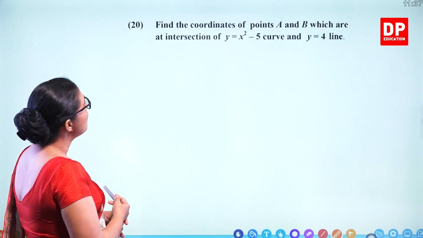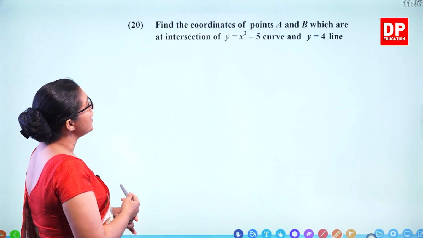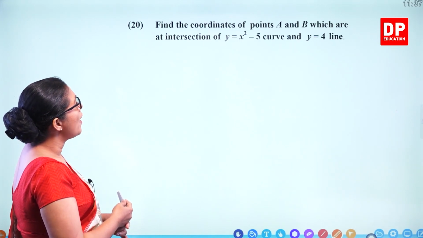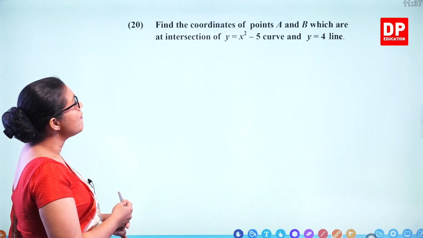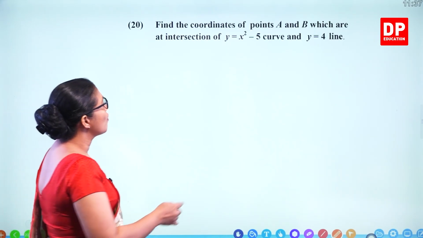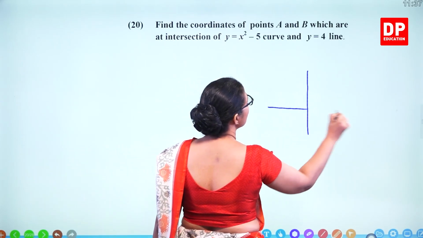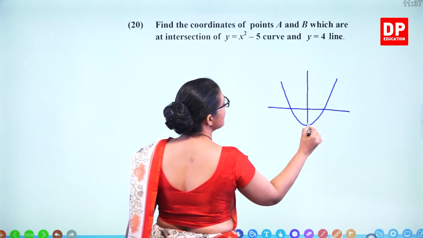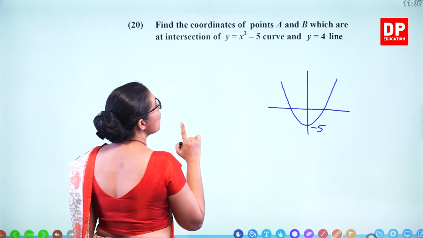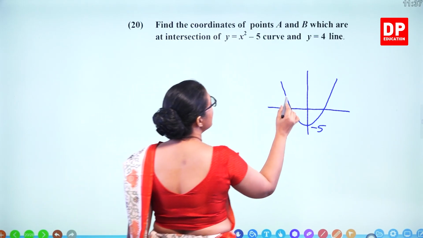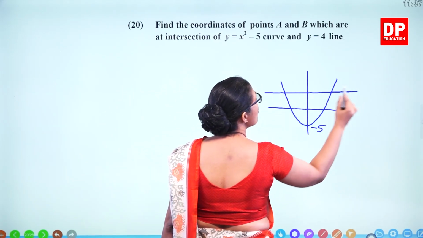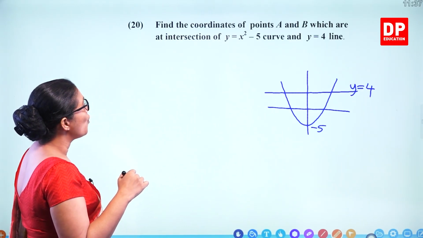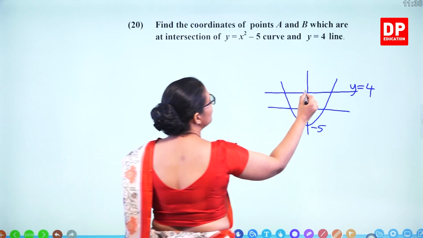Question number 20. Find the coordinates of points A and B which are at the intersection of the curve y equals x squared minus 5 and the line y equals 4. So this is a quadratic one. When x equals 0, y equals minus 5, something like this. So minus 5 is there. The line y equals 4 means the y value is 4, a horizontal line that passes through 4.